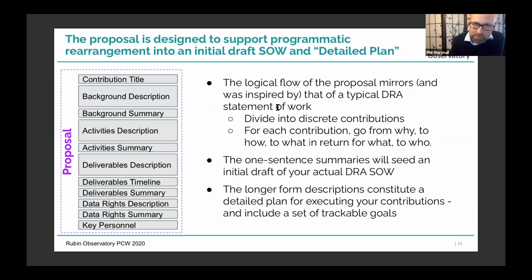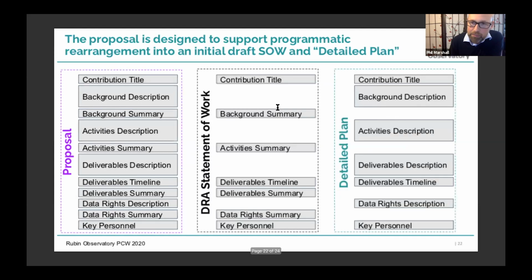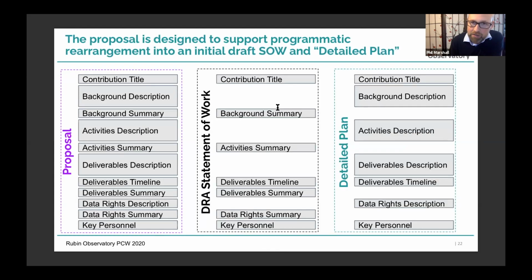It's because we're going to do this with your proposal. We're going to chop out the one-sentence summaries and we're going to paste them together into a draft statement of work that would go into a data rights agreement. The longer form parts of your proposal, the one-paragraph sections, we'll chop those out and paste them together into a detailed plan. The detailed plan is the thing that we would have on our desks to refer to as you make the contribution. Whereas the one-line summaries are the thing that will get written into the data rights agreement and signed off by the agencies. So that's why we asked for the summary as well as the paragraph.